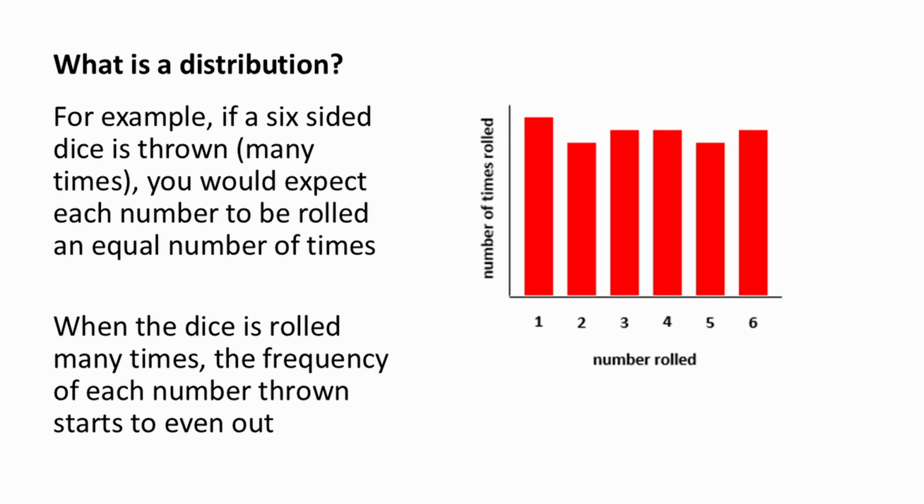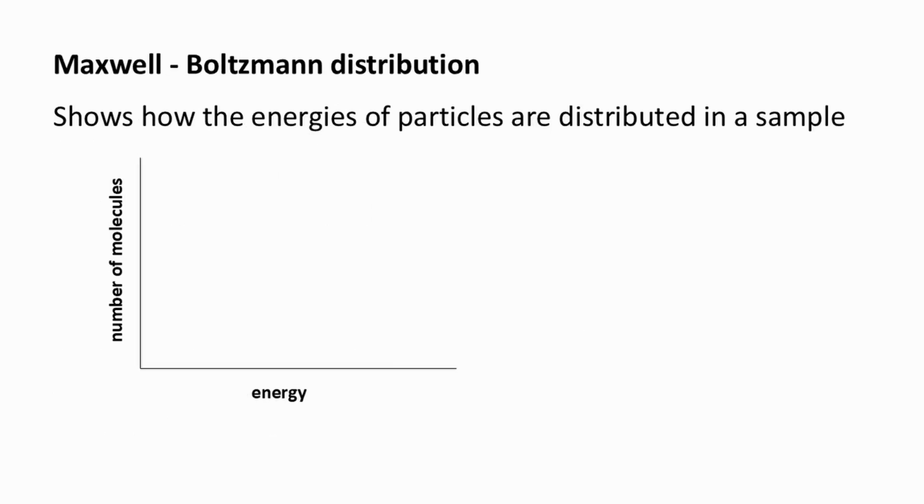We will return now to the Maxwell-Boltzmann distribution that is used by chemists to explain changes in reaction rate. The Maxwell-Boltzmann distribution shows how the energies of particles are distributed in a sample. Energy is plotted on the x-axis, number of particles with a given energy is plotted on the y-axis. Let's build up the distribution.